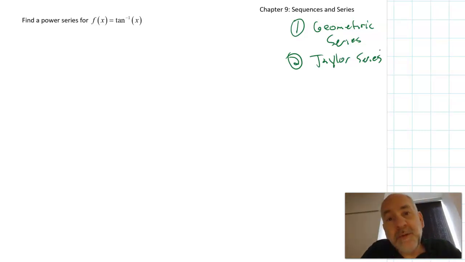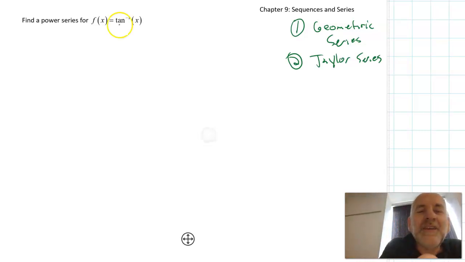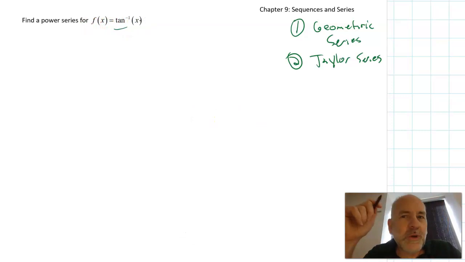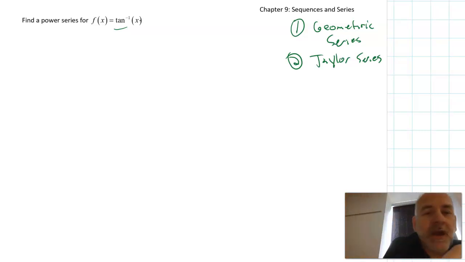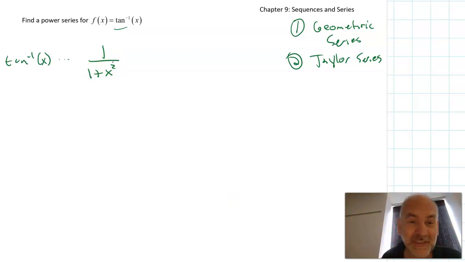So this one, f of x equals tangent inverse of x. You might look at that and say, okay, that does not look geometric. But actually, you can do this with a geometric series, and that's the easiest way to do it. The reason why is that with these functions, you can work with the derivatives or the antiderivatives and then work backwards to figure out the one that you want. Let me show you. Tangent inverse of x, I can think the derivative of this is 1 over 1 plus x squared. That's the derivative of tangent inverse.